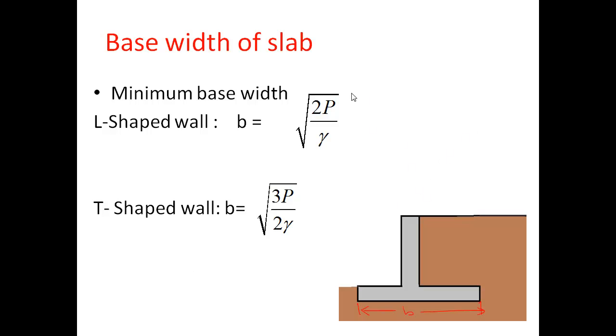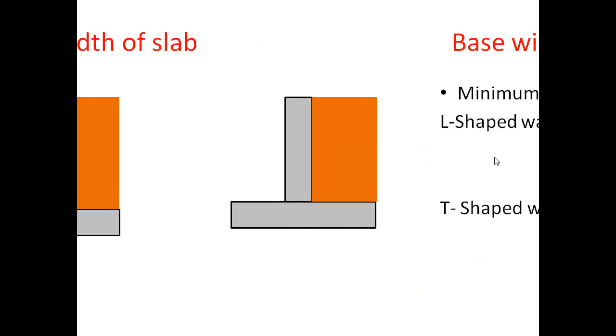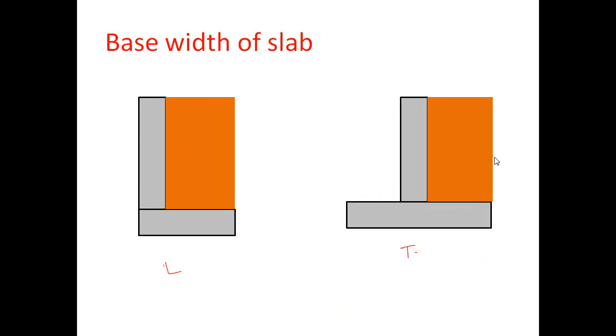Here P is the active earth pressure. And gamma is the unit weight of soil, not concrete. There are other formulas also available. I will tell you later.